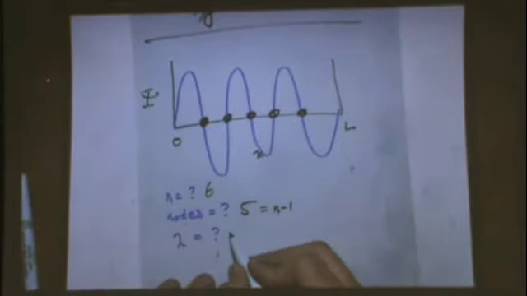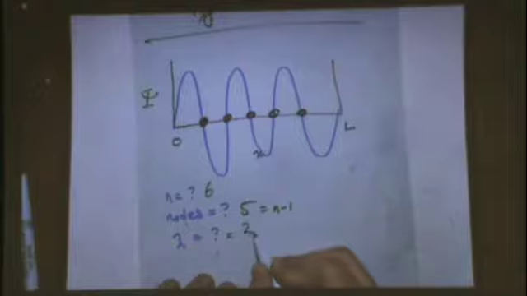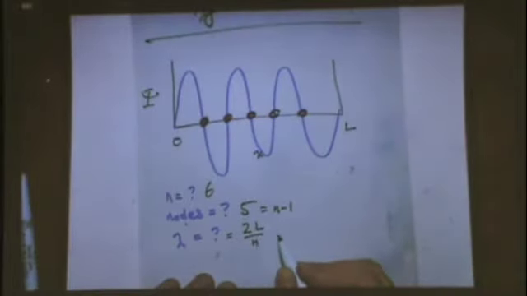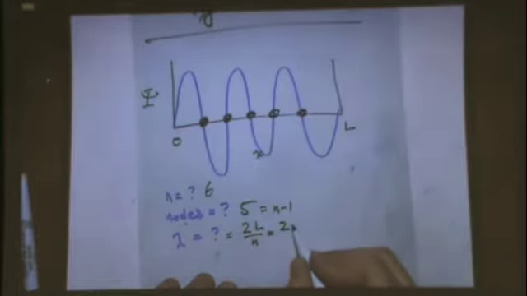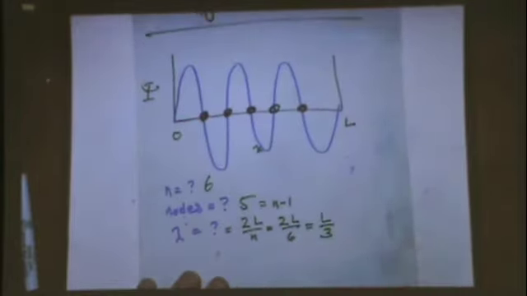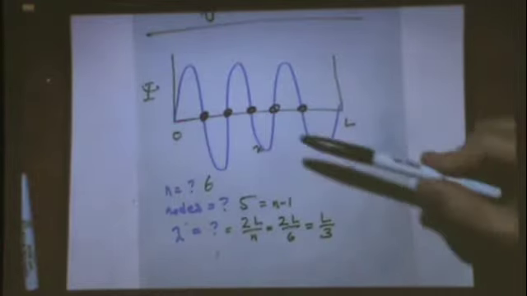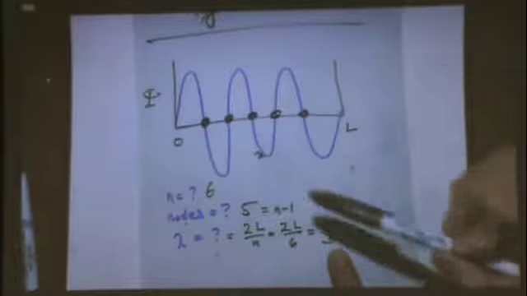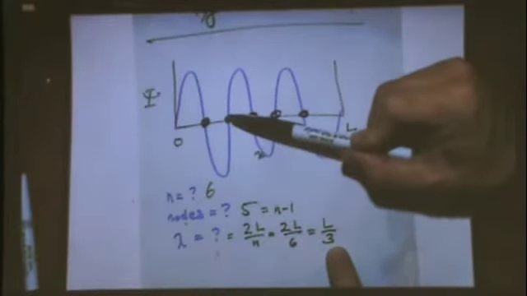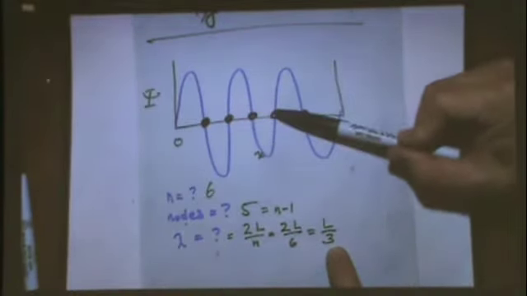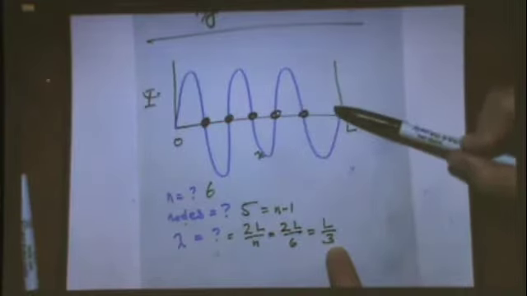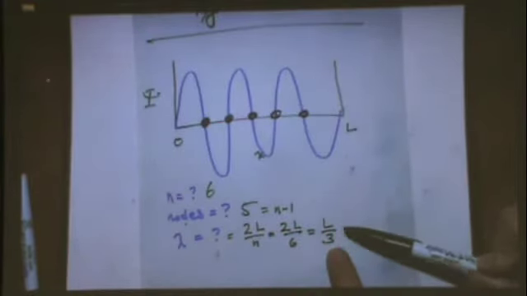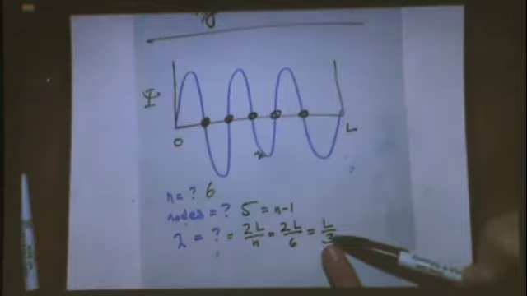Last one. Lambda is 2L over n. Let's put that in. So now that I have n, I can get lambda really easily. 2L over 6 or L over 3. Let's see what that means. In 1/3 of L, I should see one wavelength. And I do. And then I see another one in the next third and another one in the next third. So that's what that number means. I'm seeing one wavelength in the distance of L over 3.